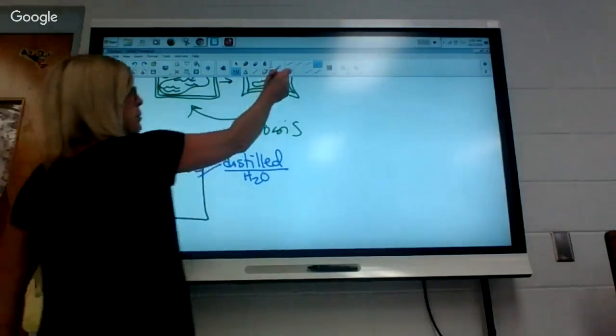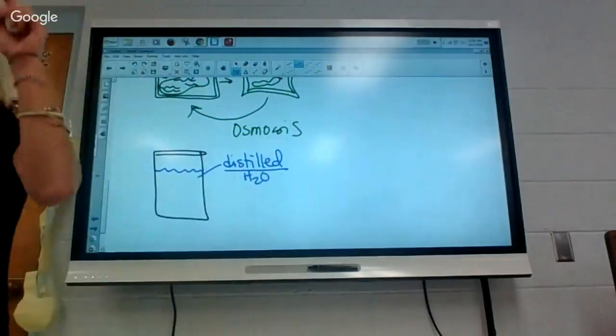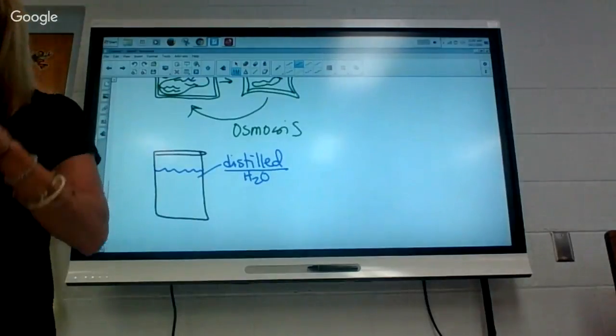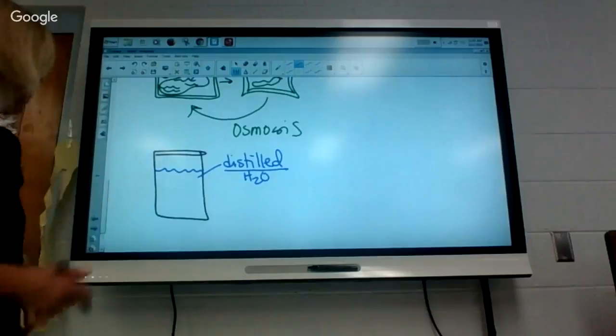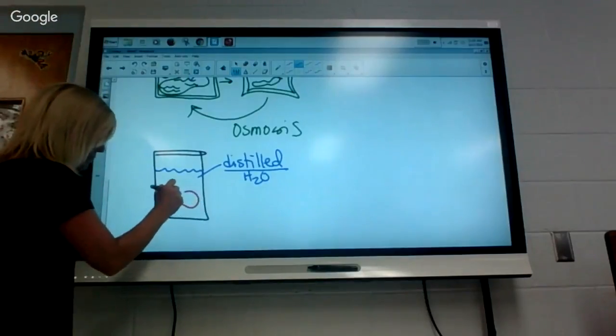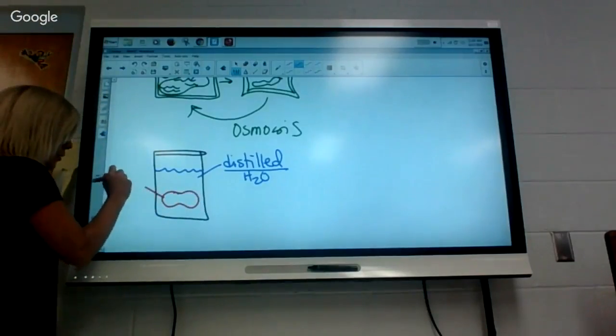All right, so let's put a red blood cell. We prick your finger. If we did this under the microscope, we put plain distilled water on the slide, prick your finger and drop blood. Let's draw a red blood cell in here. It looks like a little donut without a hole.